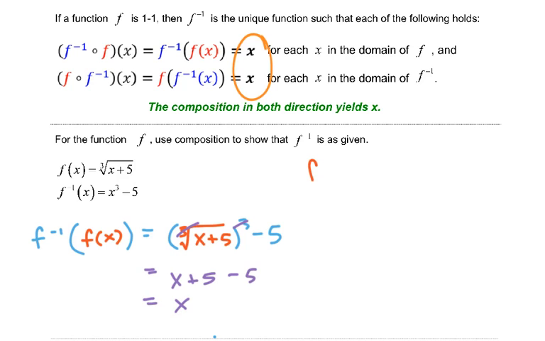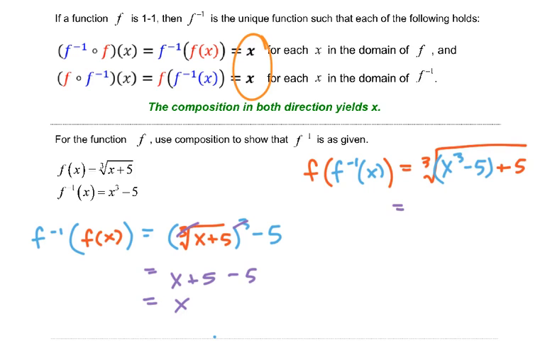And if I go in the other direction, f of f inverse of x, that would be the cube root of some x value plus 5. And that x value I'm plugging in is x cubed minus 5. So simplifying this, I've got the cube root, x cubed minus 5 plus 5 goes away. So the cube root of x cubed simplifies to just x. And so we can say, well, yes, these two given functions are inverses of each other.